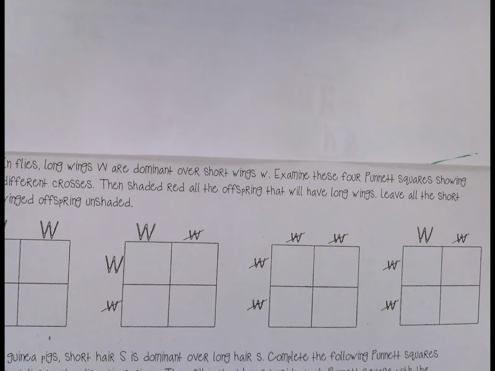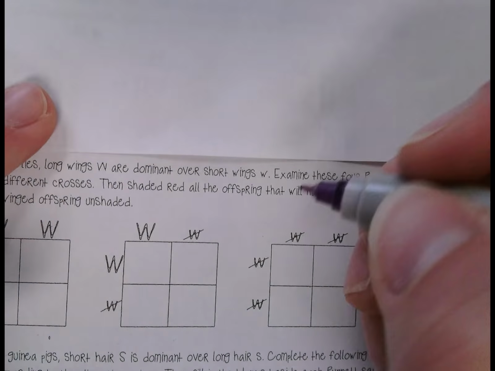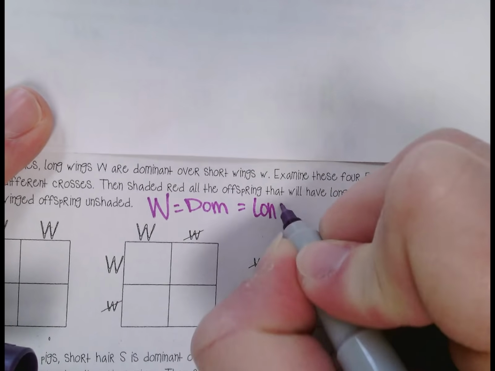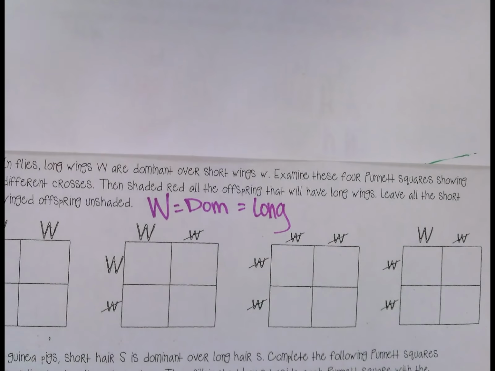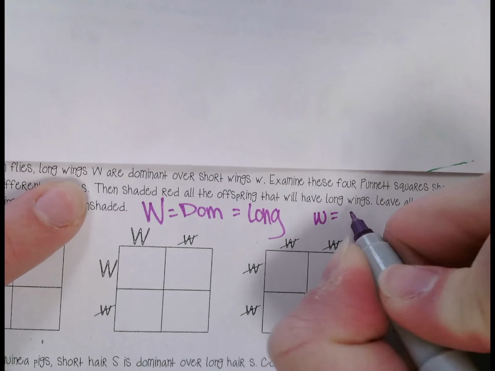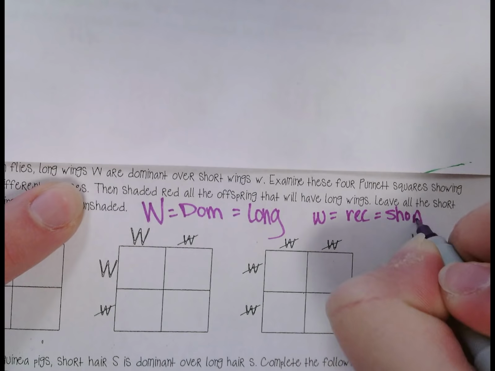Looking at this. In flies, long wings are dominant over short wings. Sometimes they pick such crappy letters, but it is what it is. So W is dominant, and it also equals long. I sometimes will write out information. I'm a visual learner. I'm also an audio learner, which is why I talk to myself so much. And little w, wee little baby short wings, are the recessive trait, and they're also short.